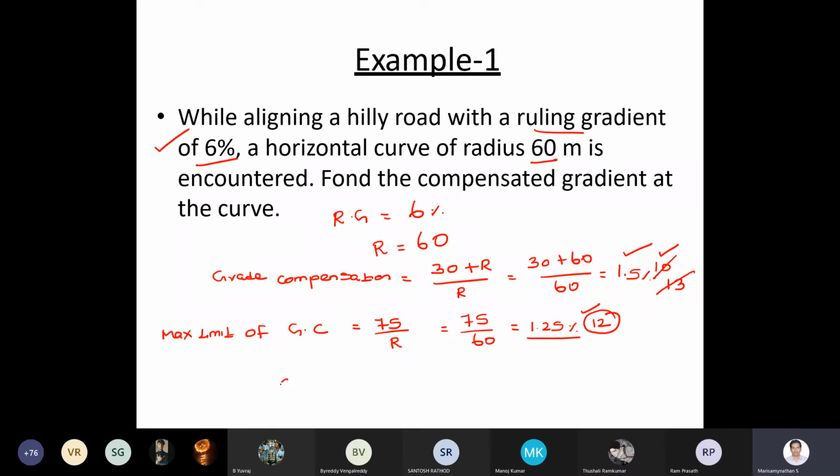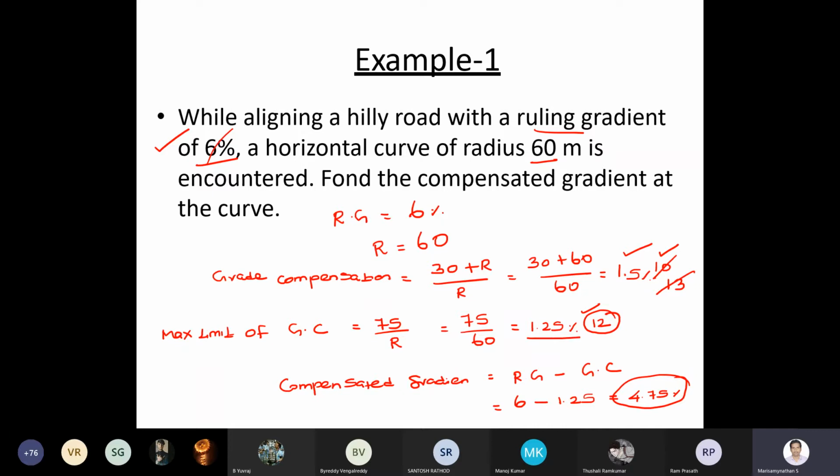Then the final compensated gradient is the ruling gradient minus the grade compensation we have estimated. We are supposed to provide 6 percent, but we need to apply the grade compensation of 1.25 percent. So the final value will be 4.75 percent. This is the gradient we are supposed to provide in the field instead of 6 percent. So this is one simple example with respect to grade compensation.